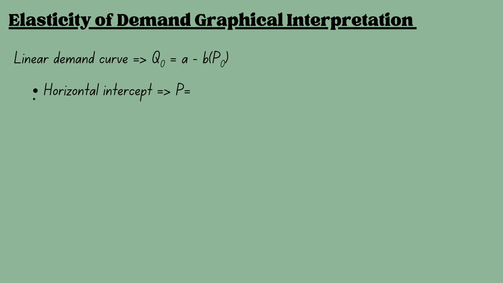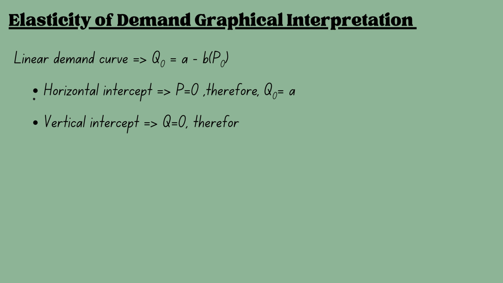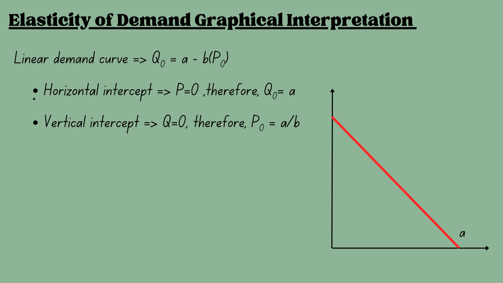Now let's draw the demand curve. As we have already seen, our linear demand curve equation is Q0 is equal to A minus B into P0. Therefore, the horizontal intercept of the demand curve would be where P0 is equal to 0, and thus Q0 would be equal to A. The vertical intercept would be where Q0 is equal to 0, and therefore P0 is equal to A upon B.